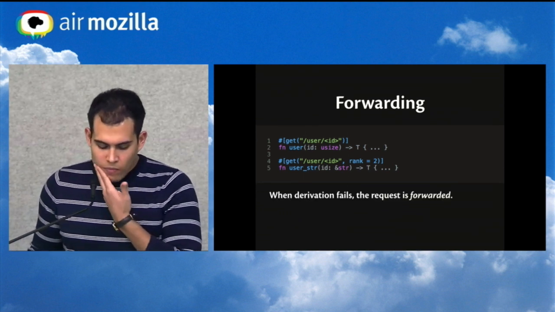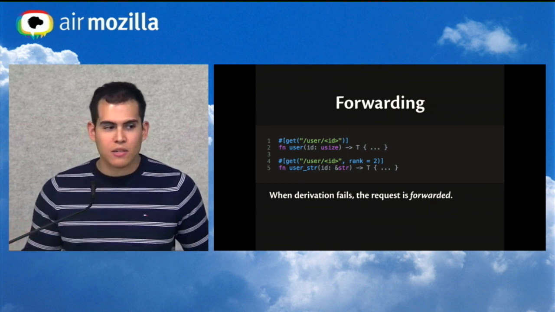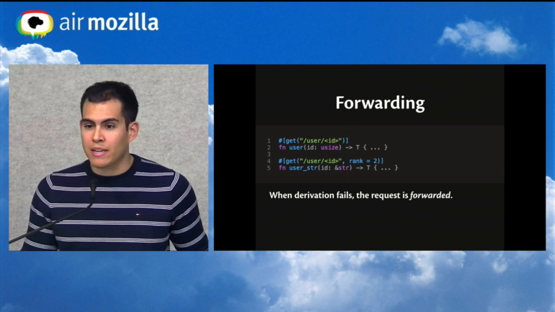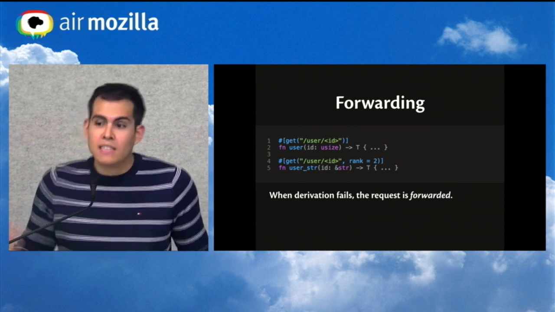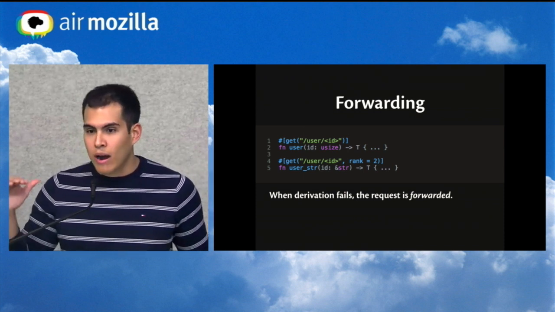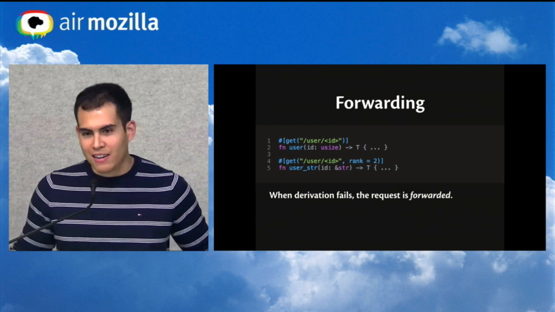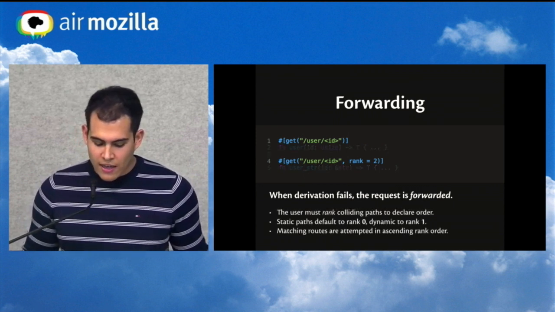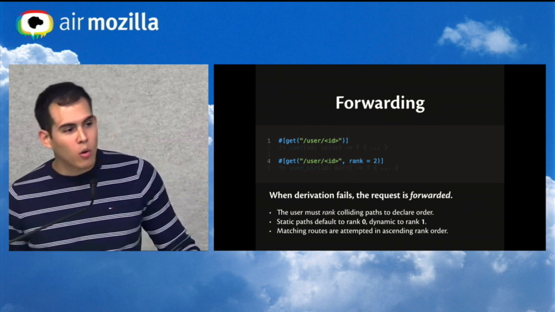So as I said before, when you can't derive the type from the string, then derivation fails. And what happens is the request gets forwarded. What forwarding means is that Rocket is going to try to find the next thing that matches that HTTP request, where the route attribute matches. We call that a collision, but just think of it as a match. And it will try things in order, in rank order.